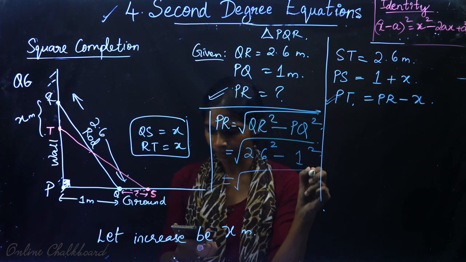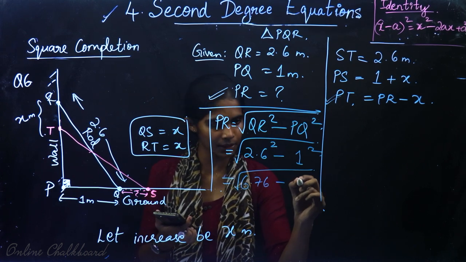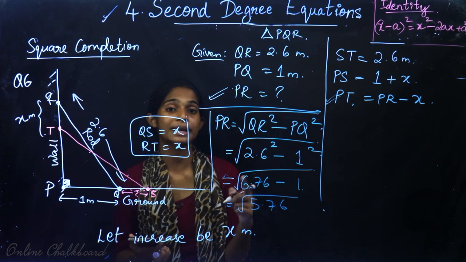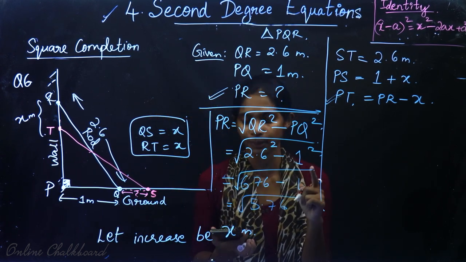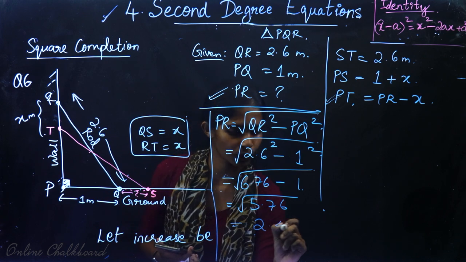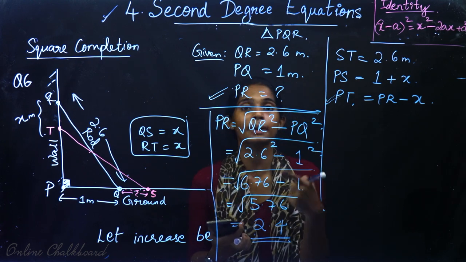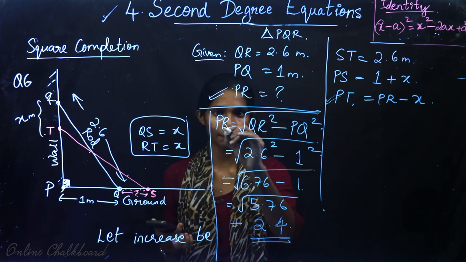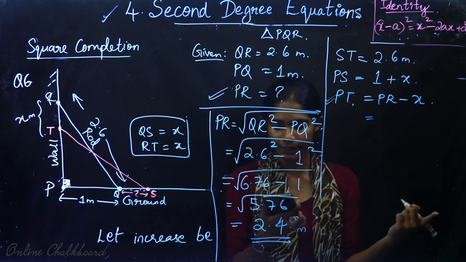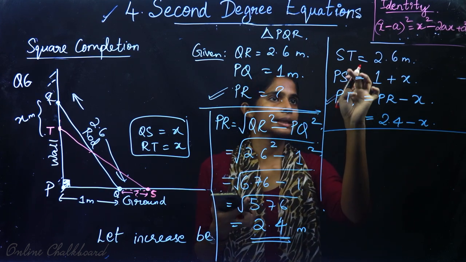You can use your calculator and you will get the value. 2.6 square is nothing but 6.76. So 6.76 minus 1 will be the root of 5.76. So 576 in the root is 24, so 5.76 in the root gives 2.4. 2.4 square is 5.76. So we got PR equal to 2.4 meters. PT will be equal to PR minus x, so that is 2.4 minus x.